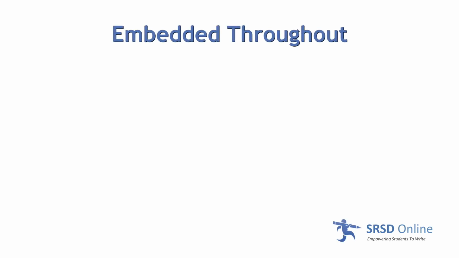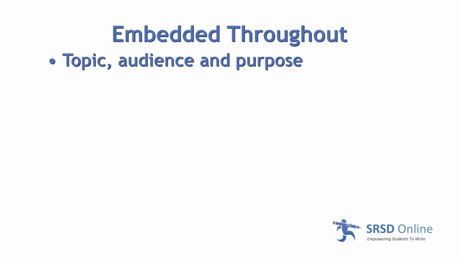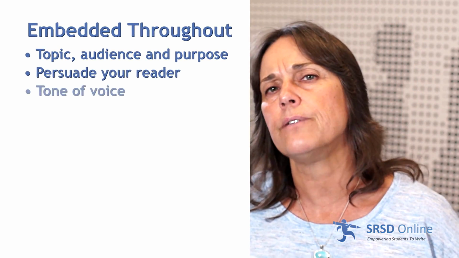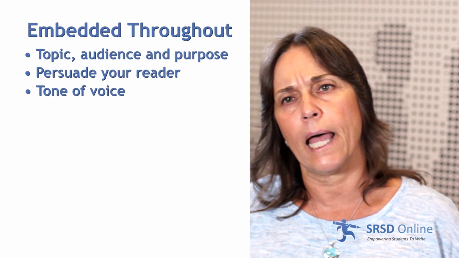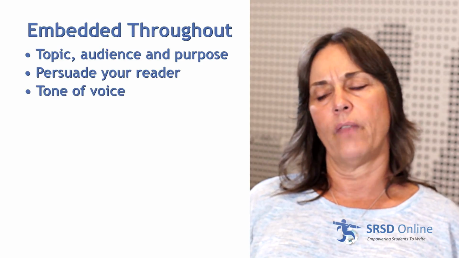Embedded throughout learning to use POW and TREE are a lot more components and characteristics of effective writing. You already know topic, audience, and purpose are thought about in the beginning, but we continue to think about them all the time while we're writing. We think about that reader, what will persuade them. We talk about tone of voice. How do you write to your principal versus how do you write to your classmates? And you'll see an example of that coming up.